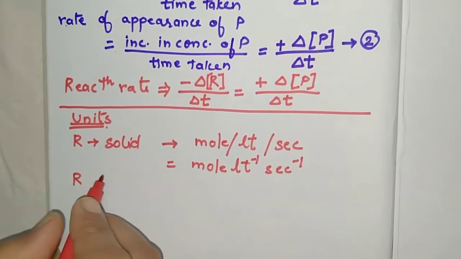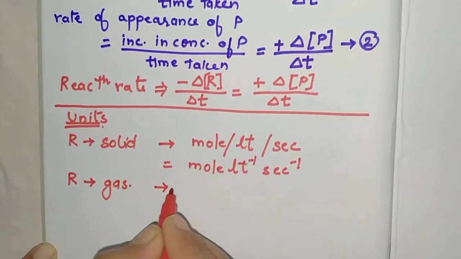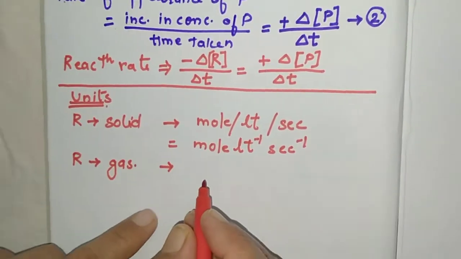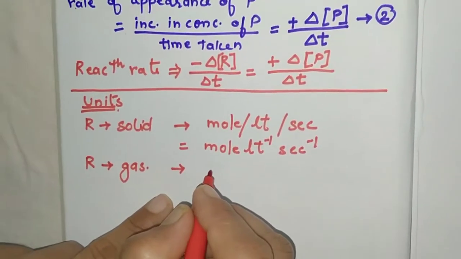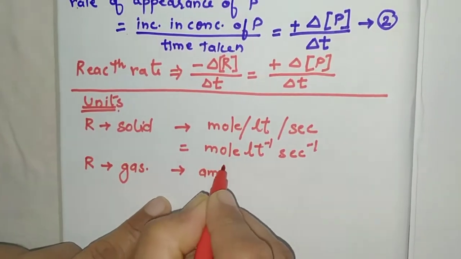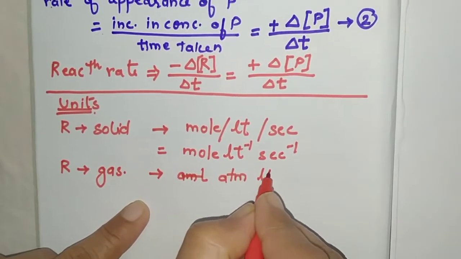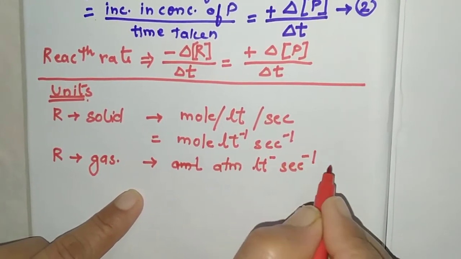Suppose your reactant or product is in gaseous condition, then the concentration will be expressed in atmospheres. Then your unit will be atm per second, that is, atm second inverse.